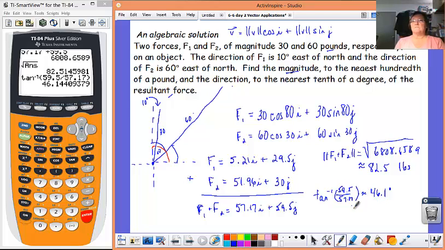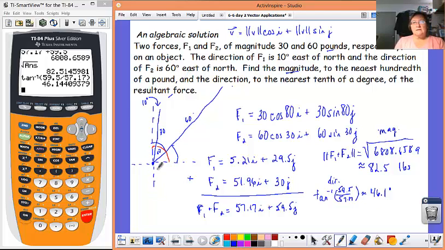And so we've answered both parts of our problem. We found the magnitude here. We found the direction here. So we have a force of 82.5 pounds that's operating in a direction of 46.1 degrees. Very good. The algebraic solution to that vector problem.